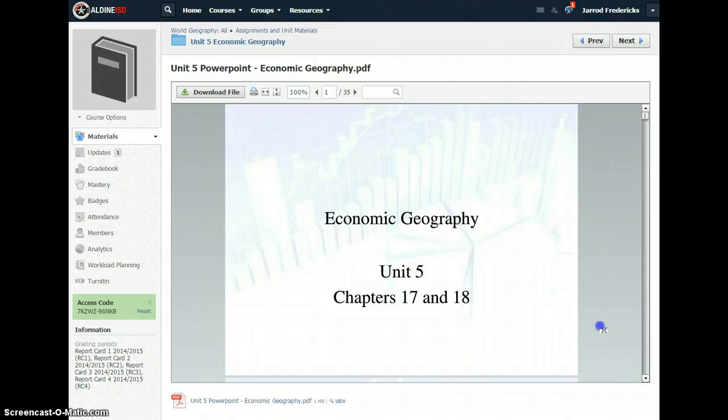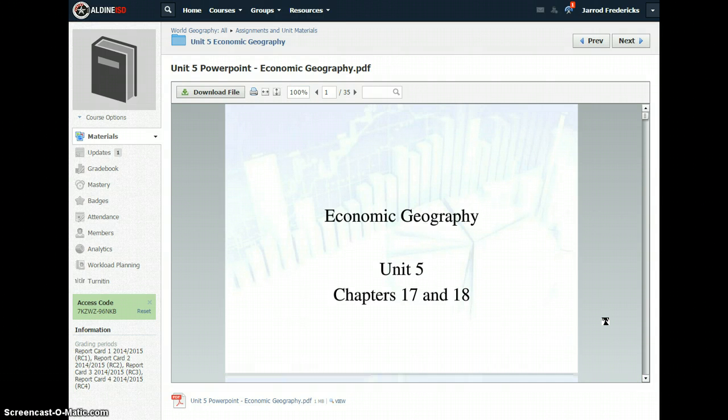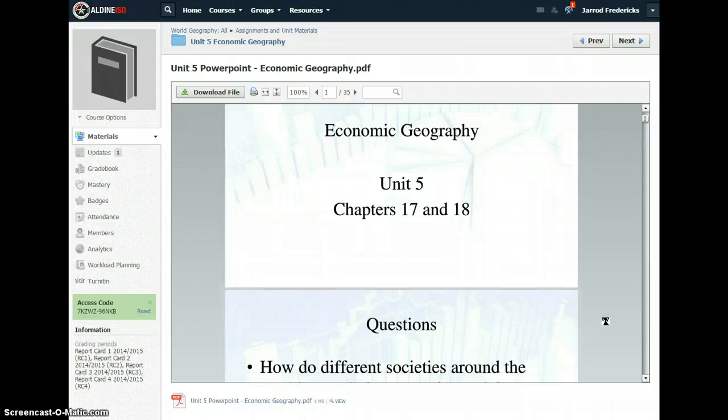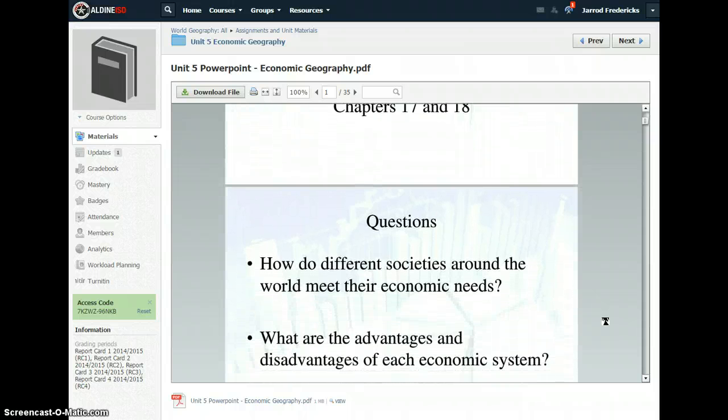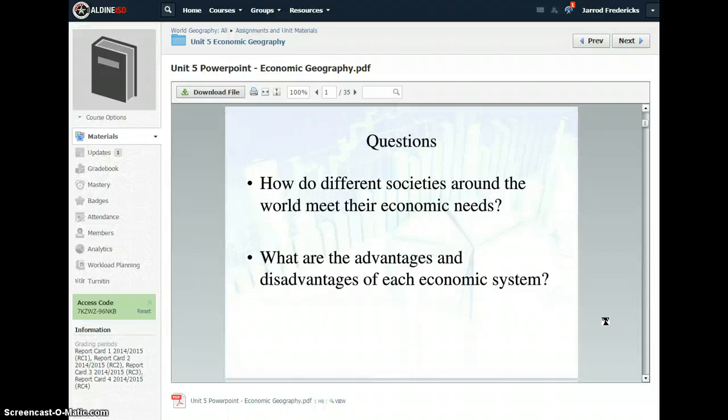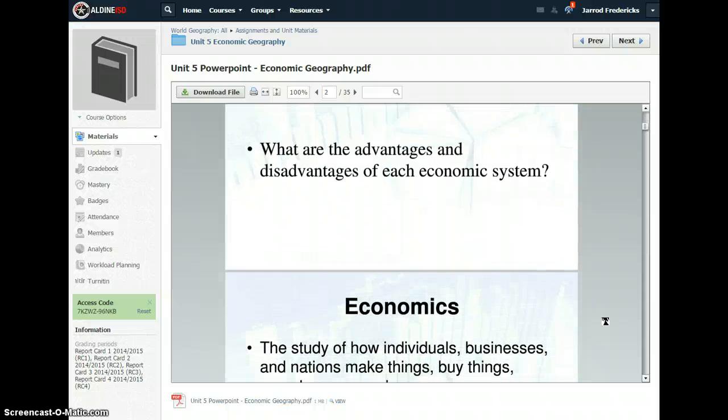We can read that. So, Economic Geography. Now, this PowerPoint covers Chapter 17 and 18. Chapter 19, you're on your own with the textbook. The questions we start with in Chapter 17: How do different societies around the world meet their economic needs? And what are the advantages and disadvantages of each economic system? Remember that these are questions you should be able to answer upon finishing reading this chapter.